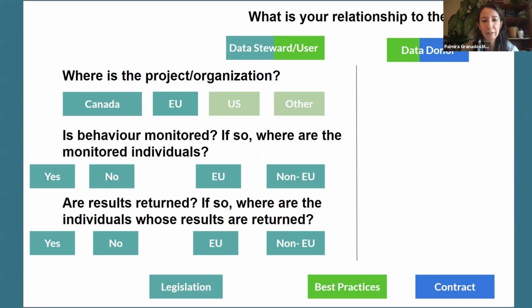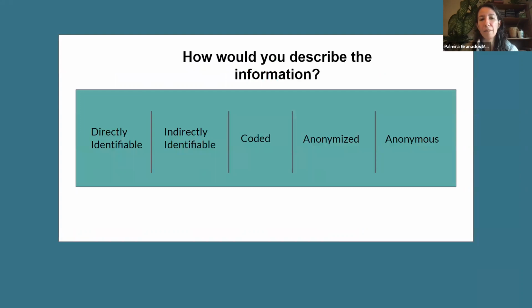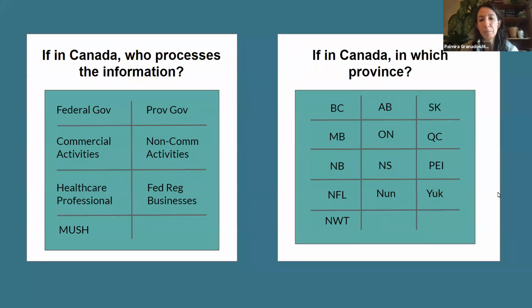Yeah. Next slide. Then the next set of questions refer to the type of data that is being shared. Next slide. Because, as I mentioned, DPath was created in the context of EpiShare, we ask specific questions with respect to Canada: who is the person processing the information, and in what province? Next slide.